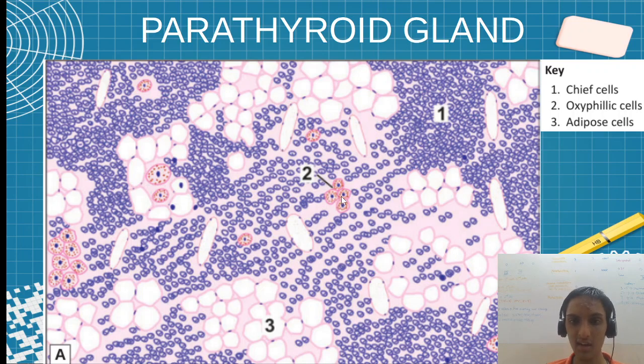Here we can see the oxyphilic cells, and we are seeing a number of adipocytes or the adipose cells. So which is more? You can see adipose cells and the chief cells are more. So to sum up, three important features: chief cells, oxyphilic cells and adipose cells.